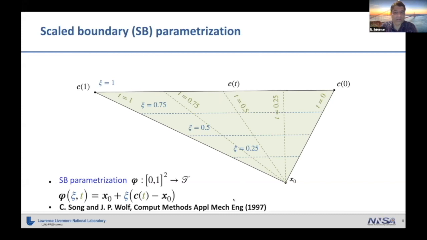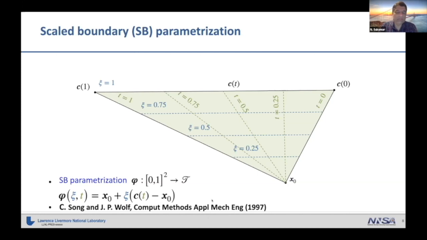So this was done more than 24 years ago by Song and Wolf. They used it in what is called the scaled boundary finite element method. It was a semi-analytical method to solve partial differential equations, and it's been developed a lot more in the past 10 years. They call psi a scaling coordinate, and they chose x0 to be 0. So there the parametrization was just psi times C of t, because they chose this point to be the origin of their element, and then they scaled from there, like a parent element, in their context. But here we're not using that, we're just using it for integration.